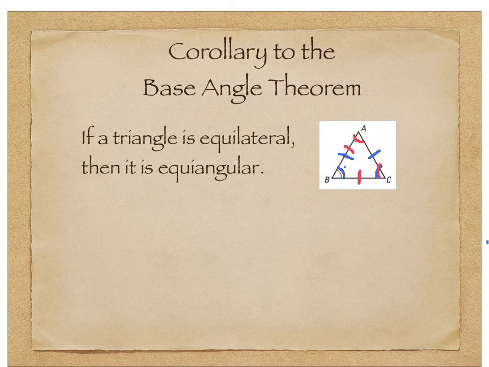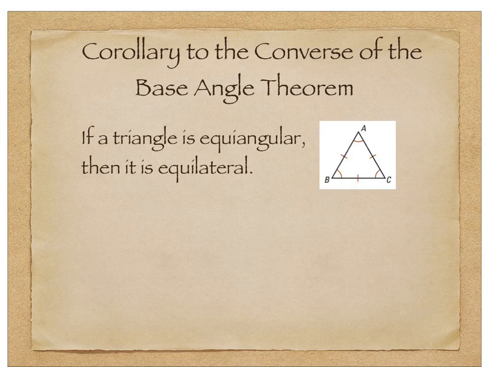Now the converse of that is, if it's equiangular, then it's equilateral. We could do the same thing. If we take these two base angles being congruent, it proves that these two sides are congruent. Rotate it on your paper, and now we've got these two being congruent, and it proves that these two are congruent to each other. So now we've got all three sides being congruent to each other. So this is now an equilateral triangle.